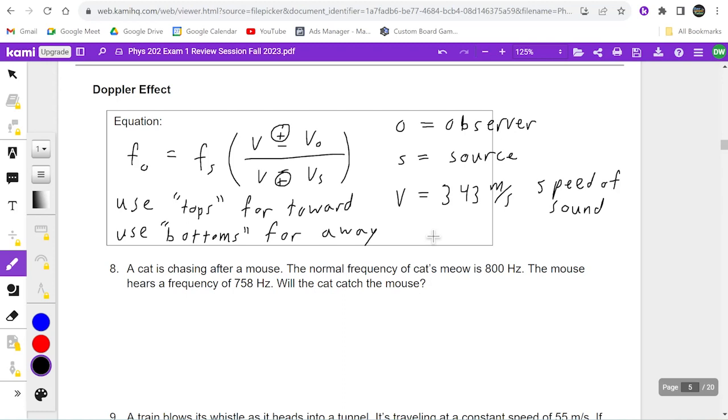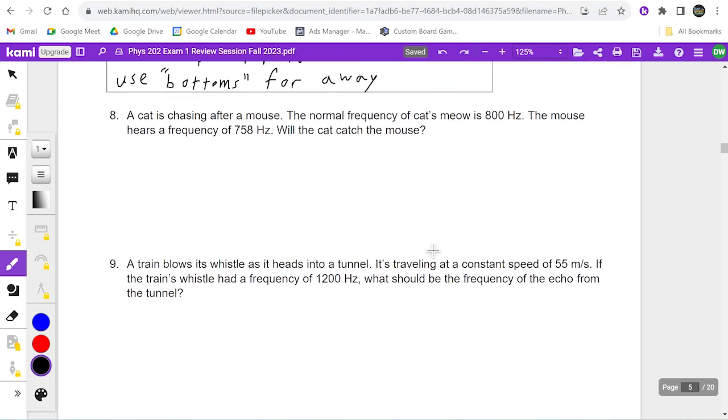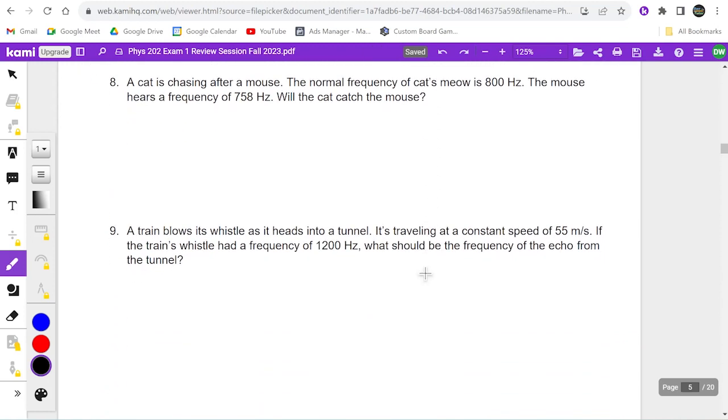In other words, you need to think about it. And what better way of thinking about it than the first example we have with number 8. A cat is chasing after a mouse. The normal frequency of a cat's meow is 800 hertz. The mouse hears a frequency of 758 hertz. Will the cat catch the mouse? A great conceptual question. Who thinks they've got it?